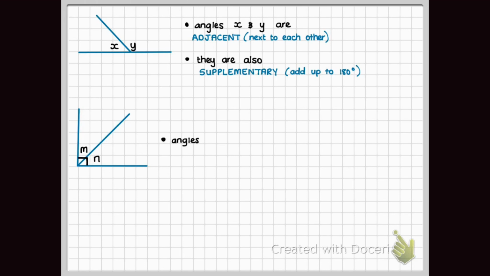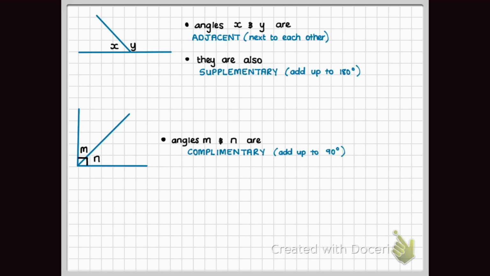So if we have two angles that add up to 90 degrees, we call them complementary angles. So complementary angles are angles that add up to 90 degrees. Whenever we have angles adding up to 180 degrees, we call those supplementary angles. And when they add up to 90 degrees, we call them complementary angles.